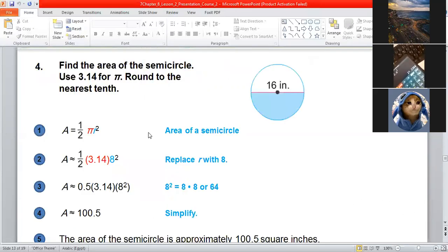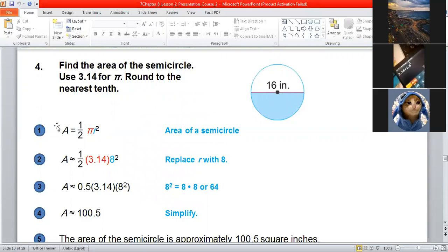Read the question now, please. Find the area of the semicircle. Use 3.14 for pi. What is the meaning of semicircle? Half a circle. Okay, so we need now to find the area of the semicircle, which means half of the circle. Use 3.14 for pi and round to the nearest tenth.